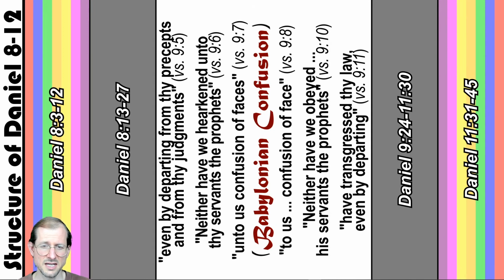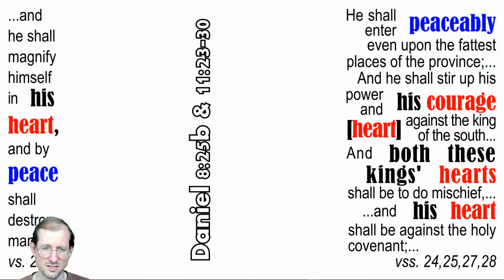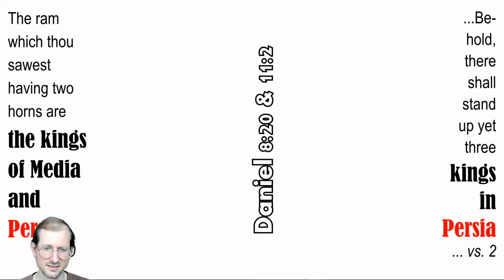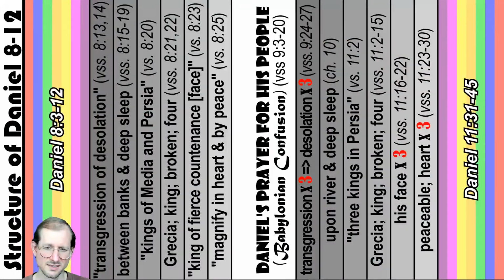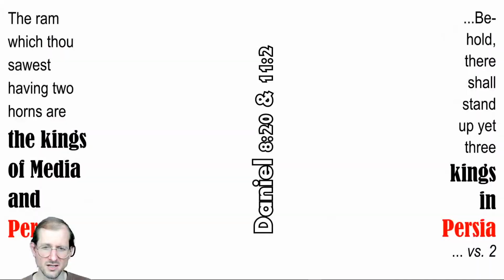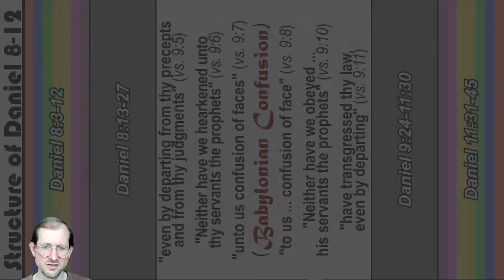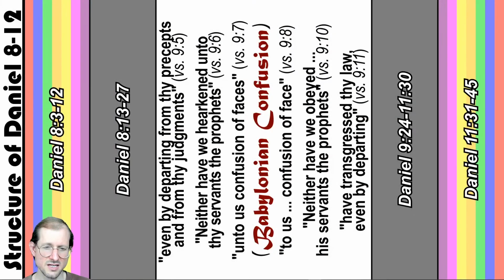We have the middle section, the Babylonian confusion, or what I called it back here was, well anyways, it's Daniel's prayer. Yeah, so Daniel's prayer for his people, right? So we know that this is part of the chiasm because we have at least 3 different things that are repeated in a chiastic structure. So we'll quickly look at those.